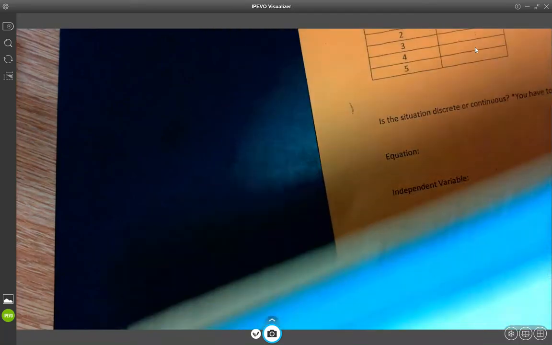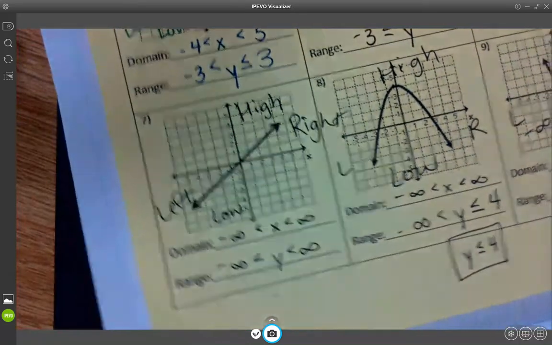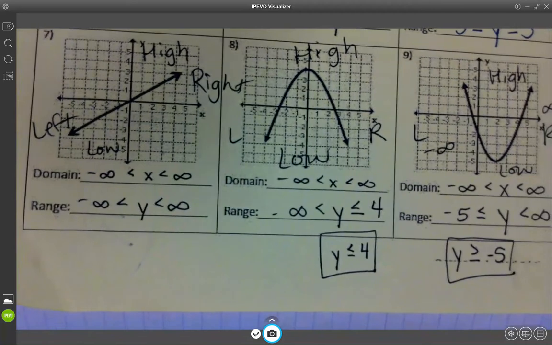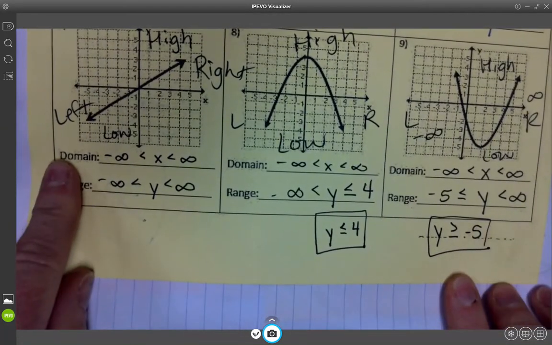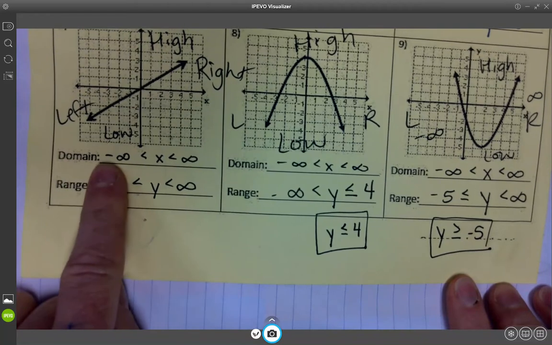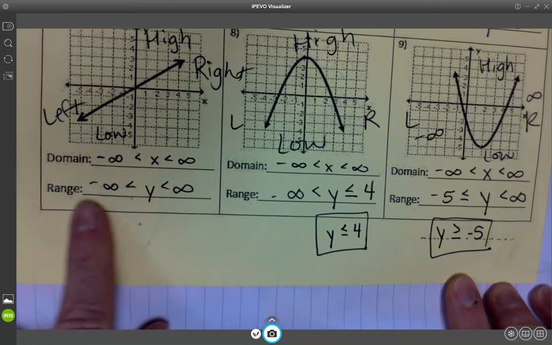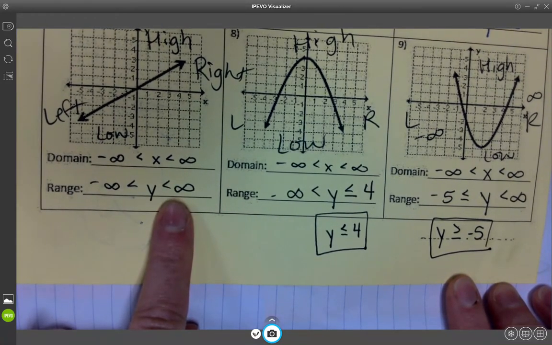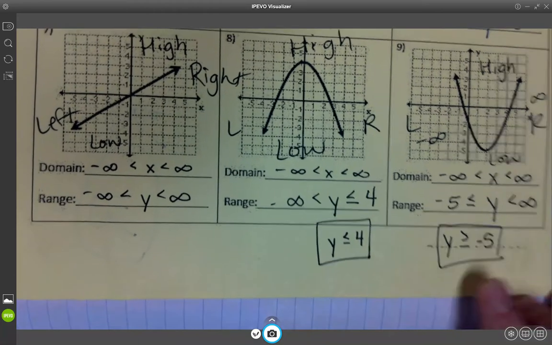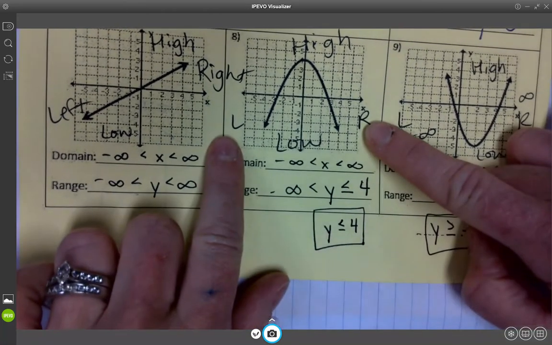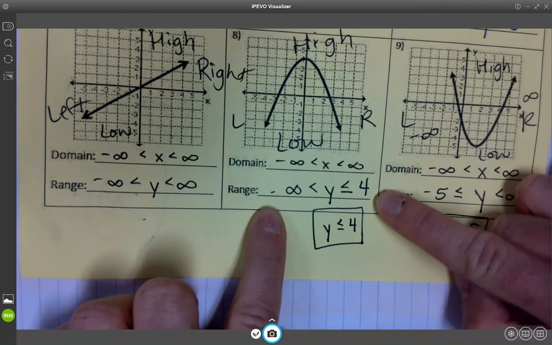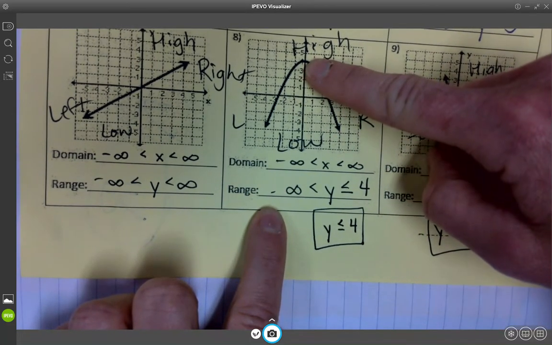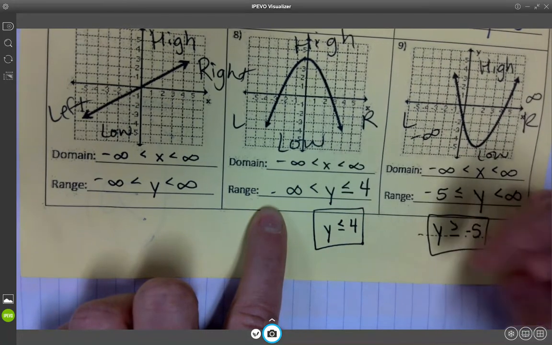All right, let's look at yesterday's domain and range paper real quick. Need to double check that you've done this correctly. If it's all real numbers, it's negative infinity to positive infinity. So it's going left and right to infinity, low to high. Same thing here, left and right. So negative infinity, positive infinity. But the range, the high is at 4, but it goes low to negative infinity.